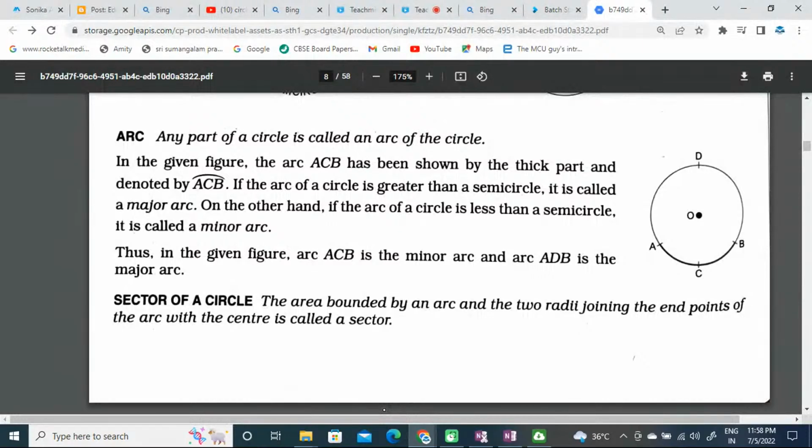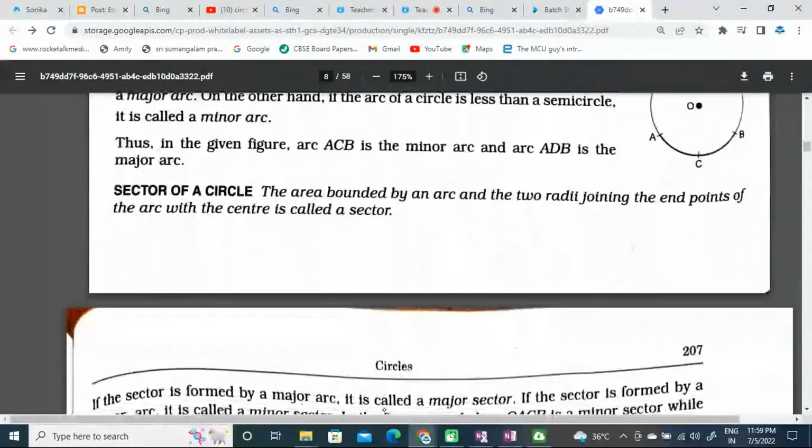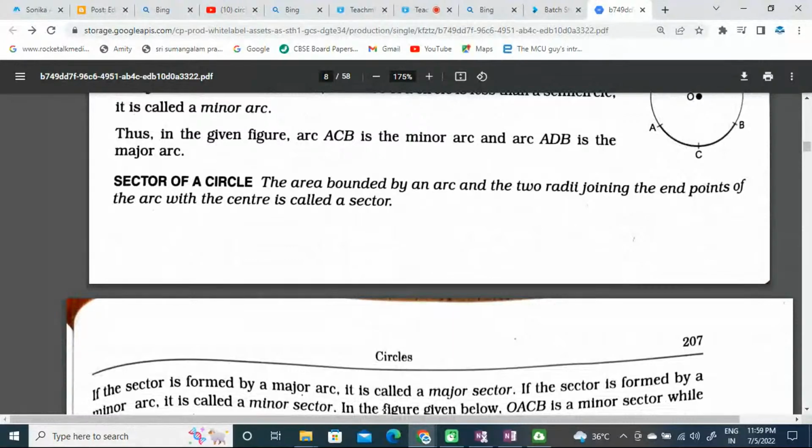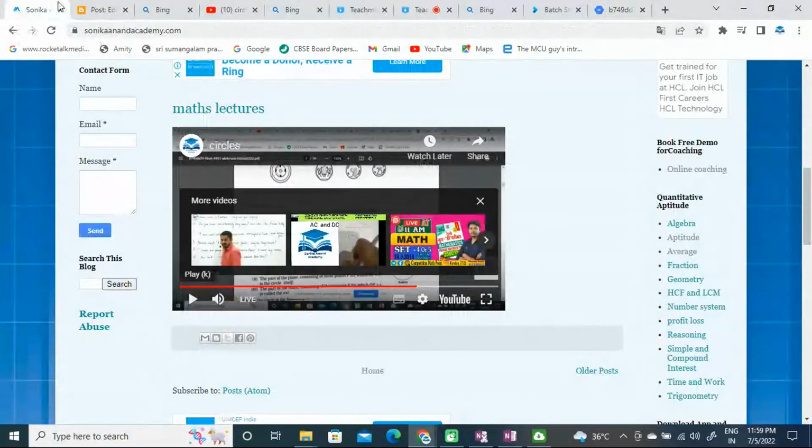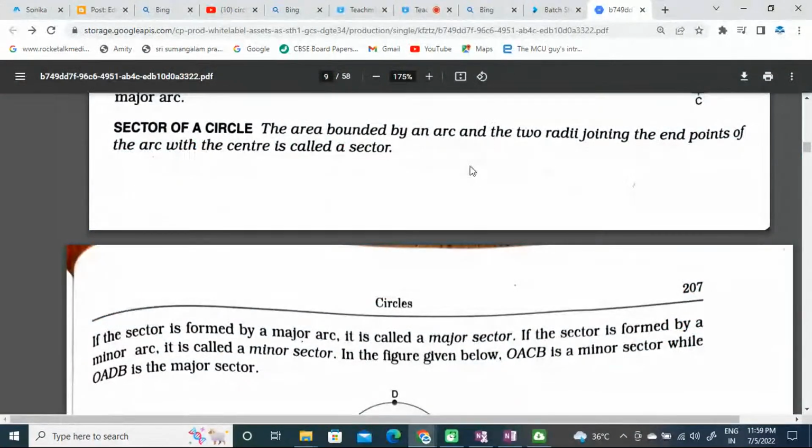If the arc of a circle is greater than a semicircle, it is called a major arc. On the other hand, if the arc of a circle is less than a semicircle, then it is called a minor arc. Now, sector of a circle. Sector. The area bounded by an arc and the two radii joining the endpoints of the arc with the center is called a sector.